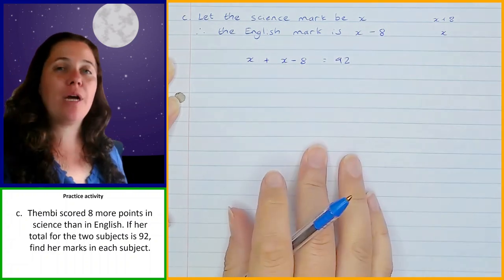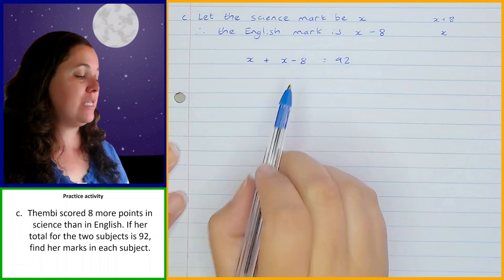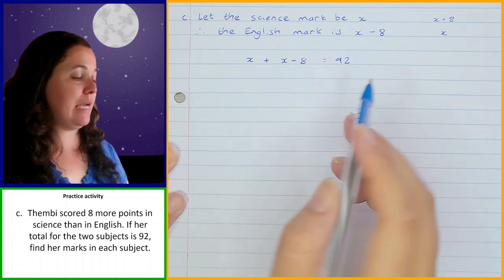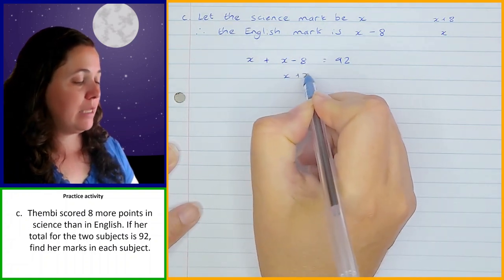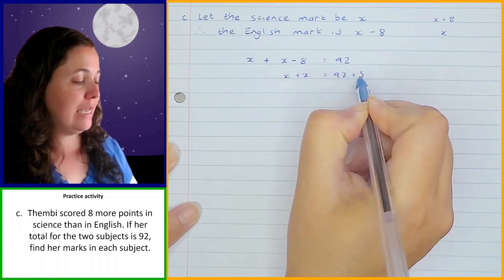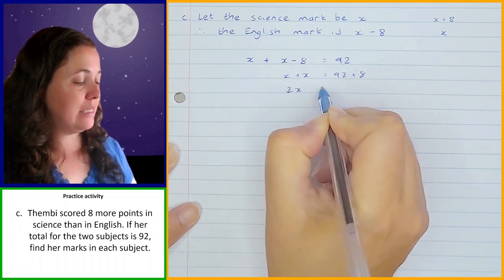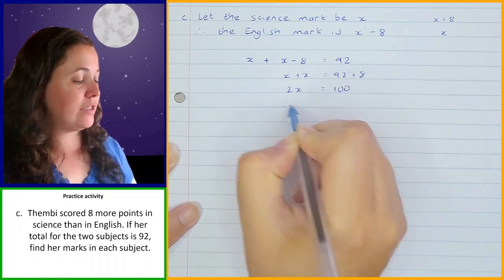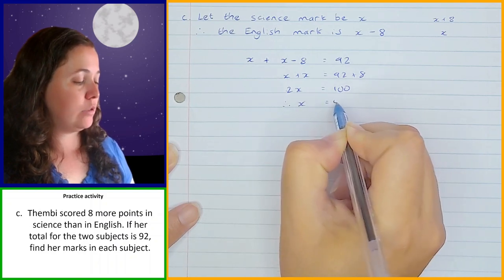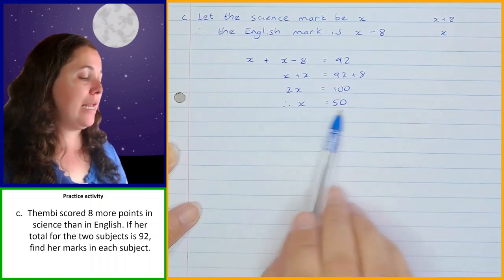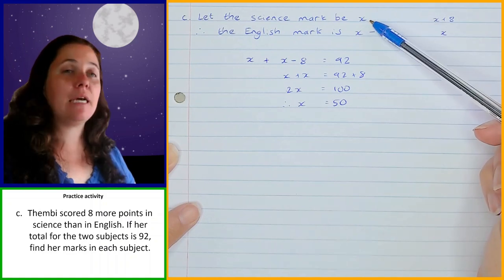Now we can solve for X. The first thing I'm going to do is get rid of this minus 8 by adding 8 on both sides. So I've got X plus X equals 92 plus 8. That means 2X is equal to 100. If I divide by 2 on both sides, I get X equals 50. So now I know that X is 50. That is the science mark.